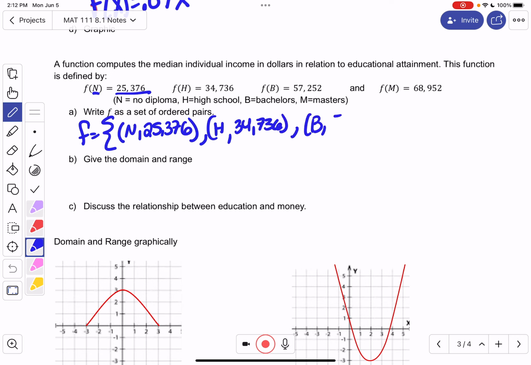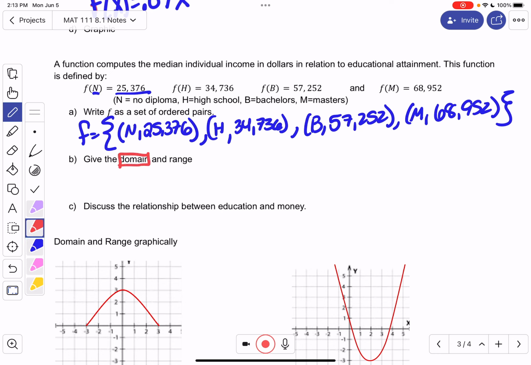The next one is bachelor's, 57,252. And the last point is master's, 68,952. So that would be our function listed as a set of points. Domain, if you remember, is all of the x values. So the domain would just be n, h, b, and m. Those are all the x values from those points.